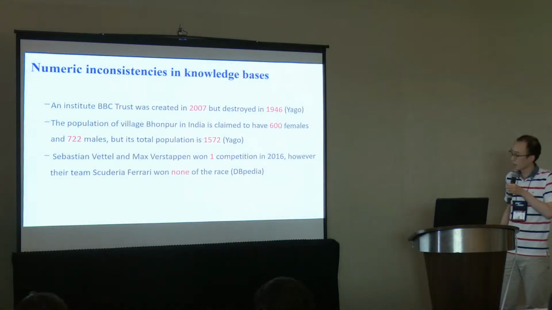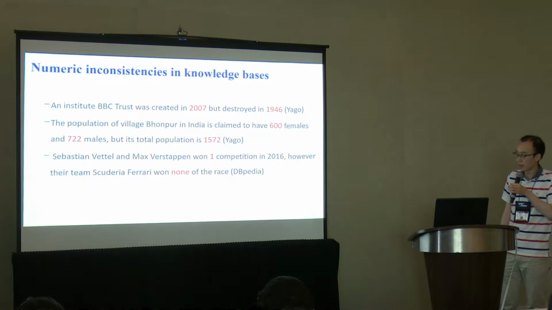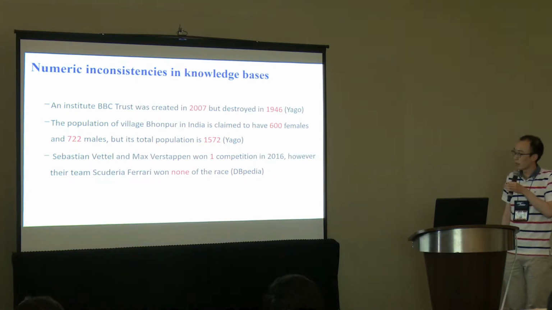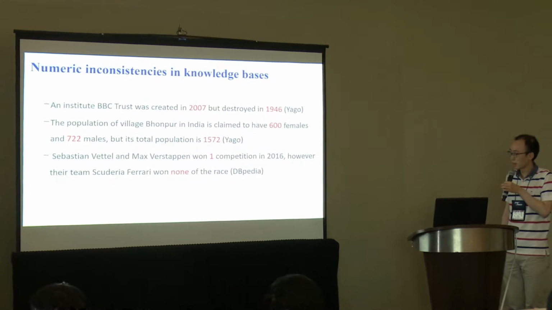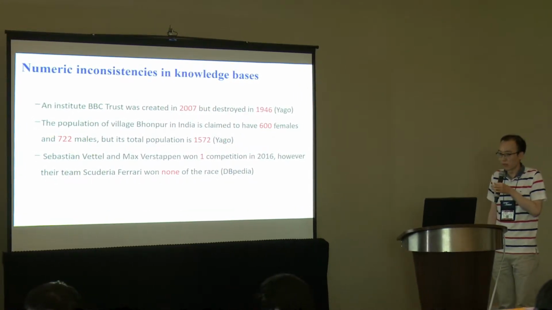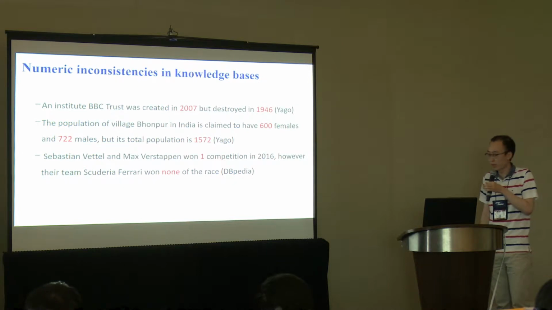Here are some other cases taken from Yago and DBpedia. It is recorded in Yago that an institute, BBC Trust, was created after the time it was destroyed, which must be impossible. And in Yago, we also found a village in India has about 1,500 people, but that's different from the sum of its males and females.